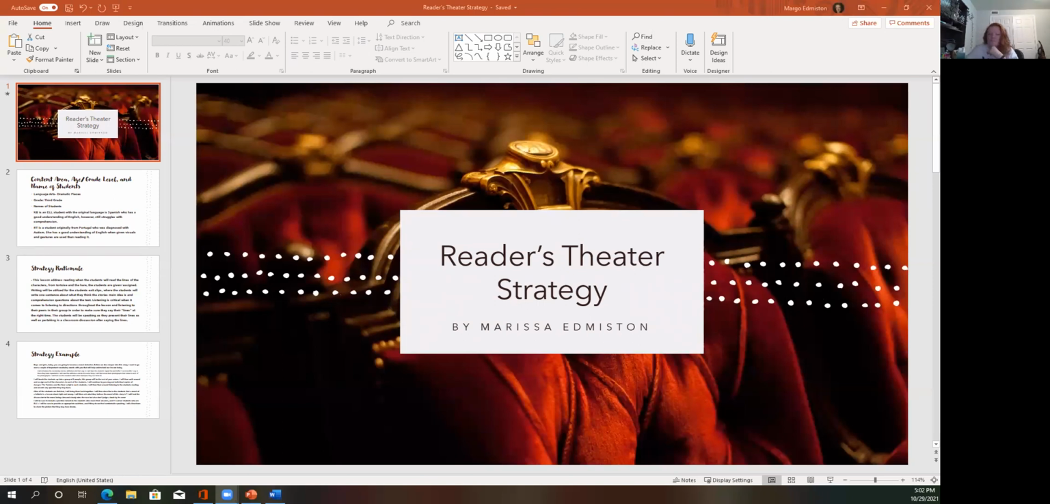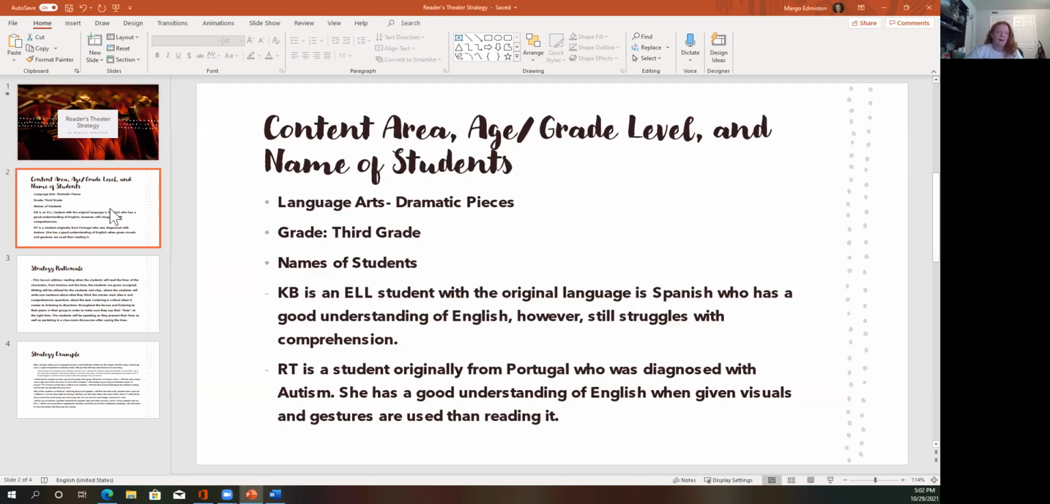Reader's Theater, as I explained, is my strategy, and Reader's Theater can be defined as children utilizing the arts to expand on different concepts such as morals and things like that. Regarding this lesson, I wanted to include it in my language arts dramatic pieces lesson. Dramatic pieces would be Aesop's fables, folk tales, and items like that.